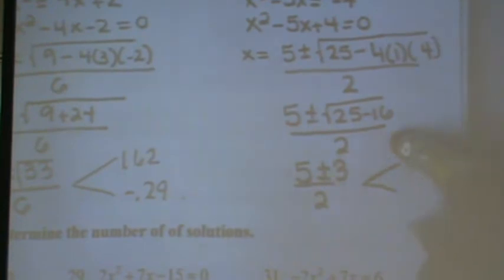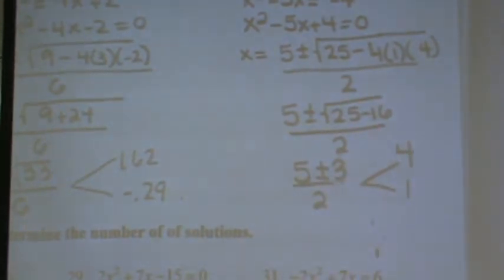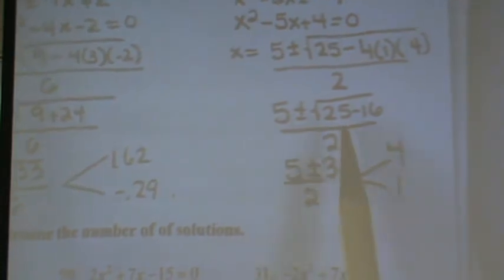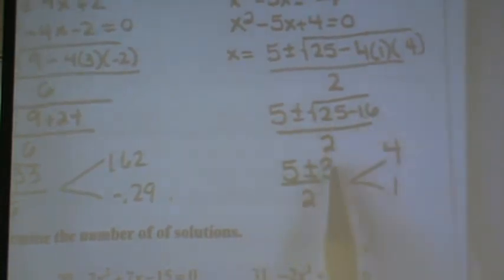So, I knew this was factorable. 5 plus 3 is 8. 8 over 2 is 4. And 5 minus 3 is 2. 2 over 2 is 1. And this was factorable. My mistake was that the square root of 9 is 3.